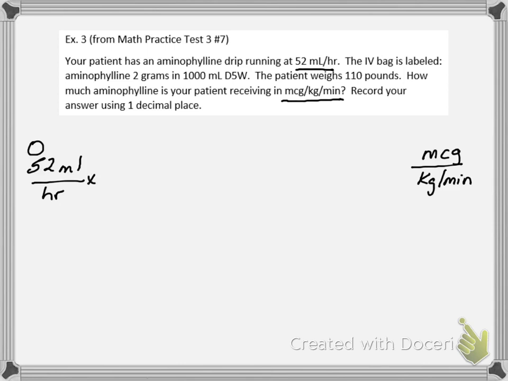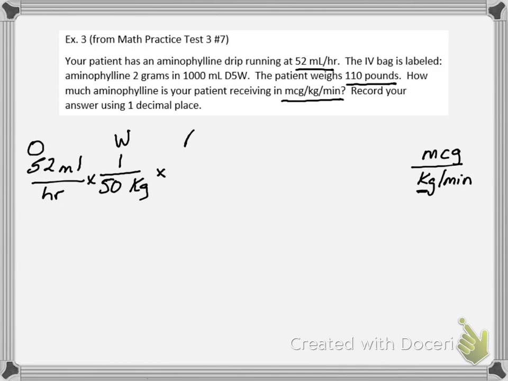Then I'm going to go with the weight. Now this is a little tricky here because the kilograms are in the bottom. So I'm going to put 1 over, and I need to calculate how many kilograms 110 pounds is. And when I do that, I come up with 50. And so my kilograms will be on the bottom, and that is 50 kilograms down here.